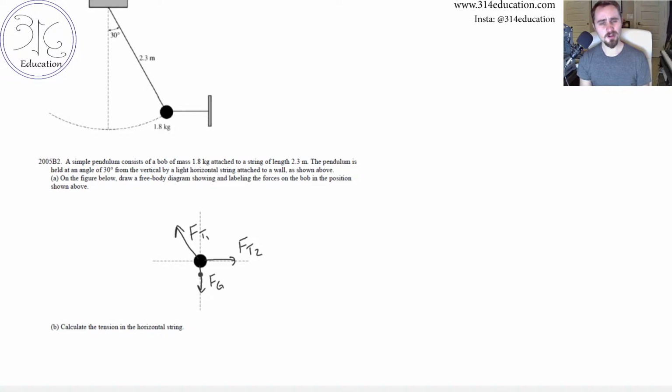But we have forces kind of all over the place, right? We have one going straight down, one going horizontally, and then one going off at 30 degrees. So let's take this 30-degree one and split it up into components. We'll go along the x direction, and we have an x component to our tension. And then we go up the y direction, and we have a y component to our tension. We'll call this Fty, and this one Ftx.